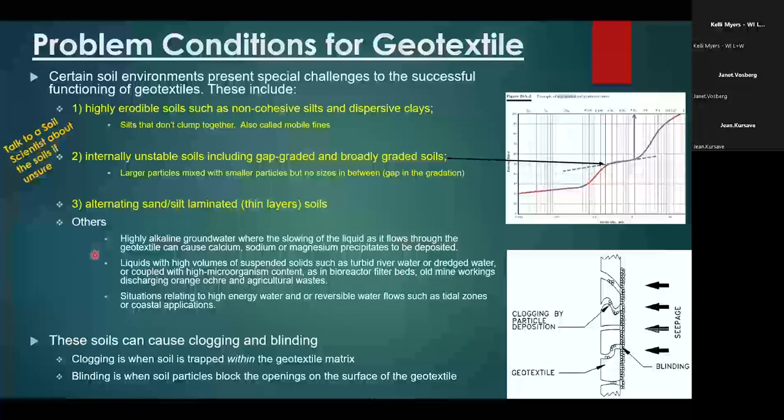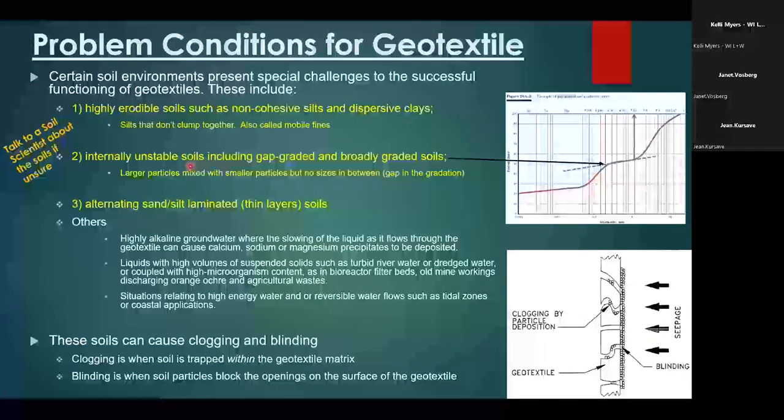The other reason that I'll talk a little bit about later is that how it was installed needed to be done a little differently to make sure it didn't fail. As far as the soils, we don't run into these very often, but this is probably the one you would most likely run into: non-cohesive silts or dispersive clays, basically things that don't clump together. They're called mobile fines, meaning if there's any kind of water running underneath or on top of that geotextile, it's going to carry those fines with it, and those fines will clog that geotextile.